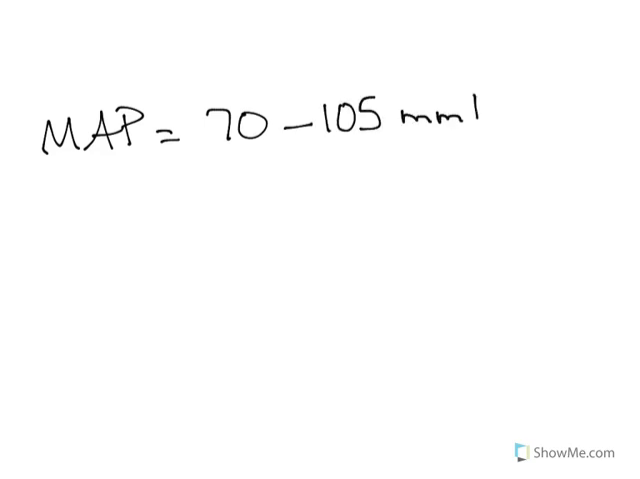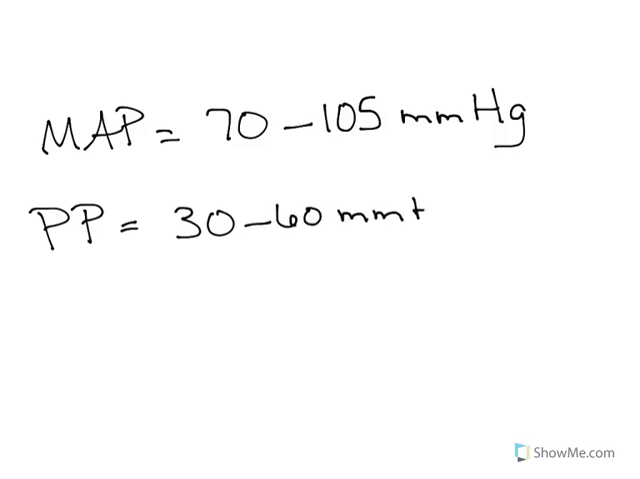In a normal adult, the normal range for mean arterial pressure is between 70 and 105 millimeters of mercury. This is a normal range. Normal range for pulse pressure is between 30 and 60 millimeters of mercury. Typically, the average mean arterial pressure is about 90 to 96 millimeters of mercury. Pulse pressures average usually around 40 or so millimeters of mercury, but these are normal ranges.